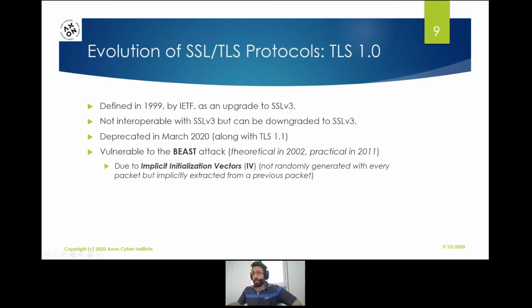TLS version 1 was deprecated last March 2020, along with TLS 1.1. And a major vulnerability in TLS version 1 is called the BEAST attack. We will talk about the BEAST attack also in a while. It's due to something we call implicit initialization vectors. All I want you to know here is that initialization vectors are a randomly generated sort of salt, a randomly generated block of data that is used to encrypt the plain text. And it's not properly randomly generated in TLS version 1, and this is the basis of the BEAST attack.